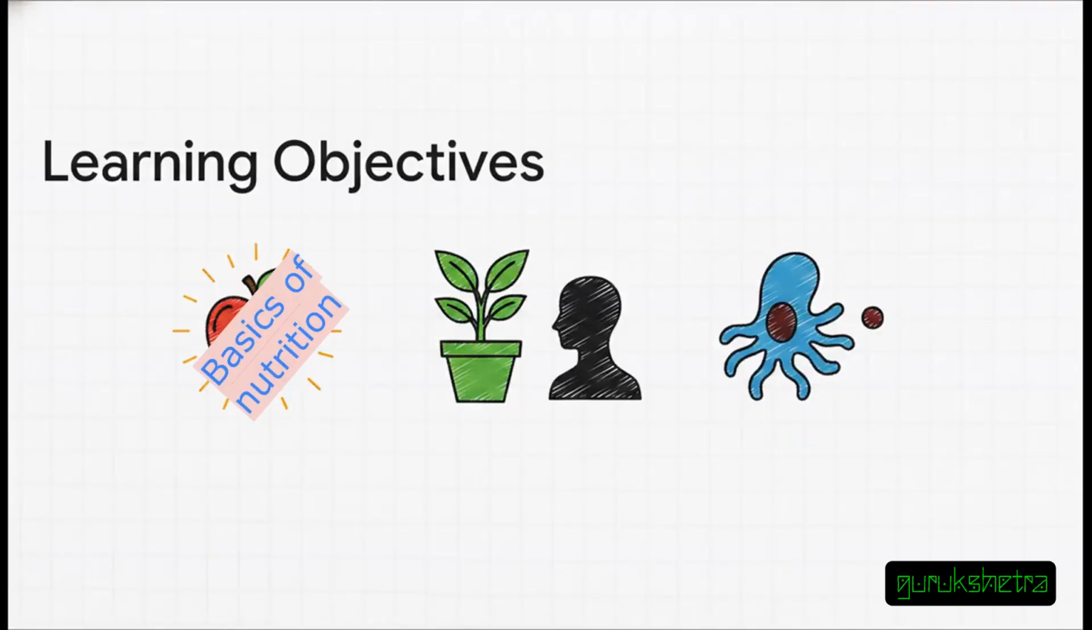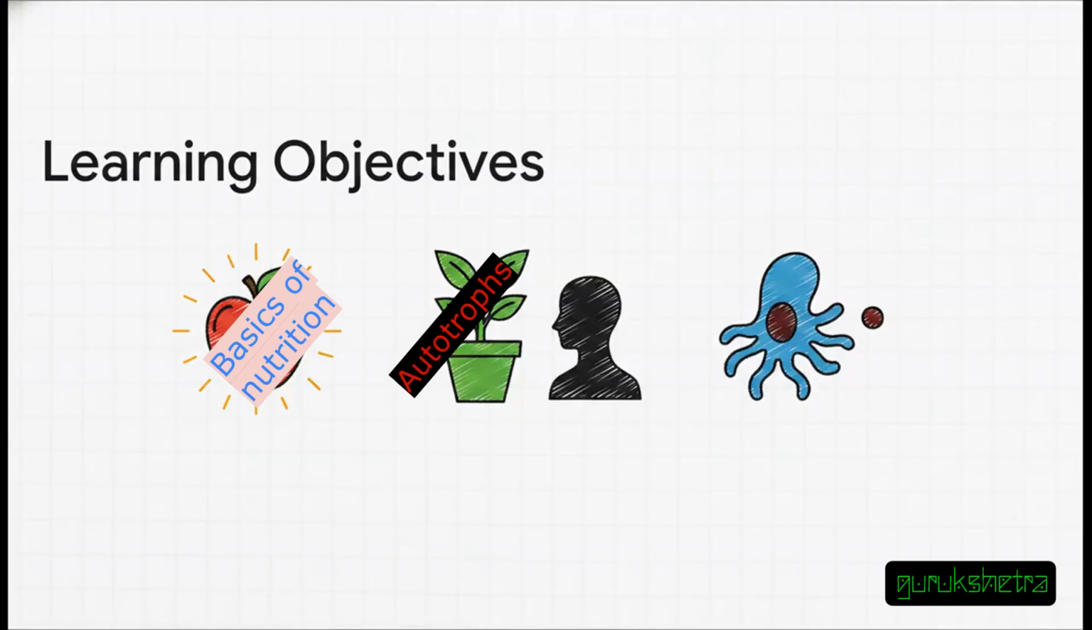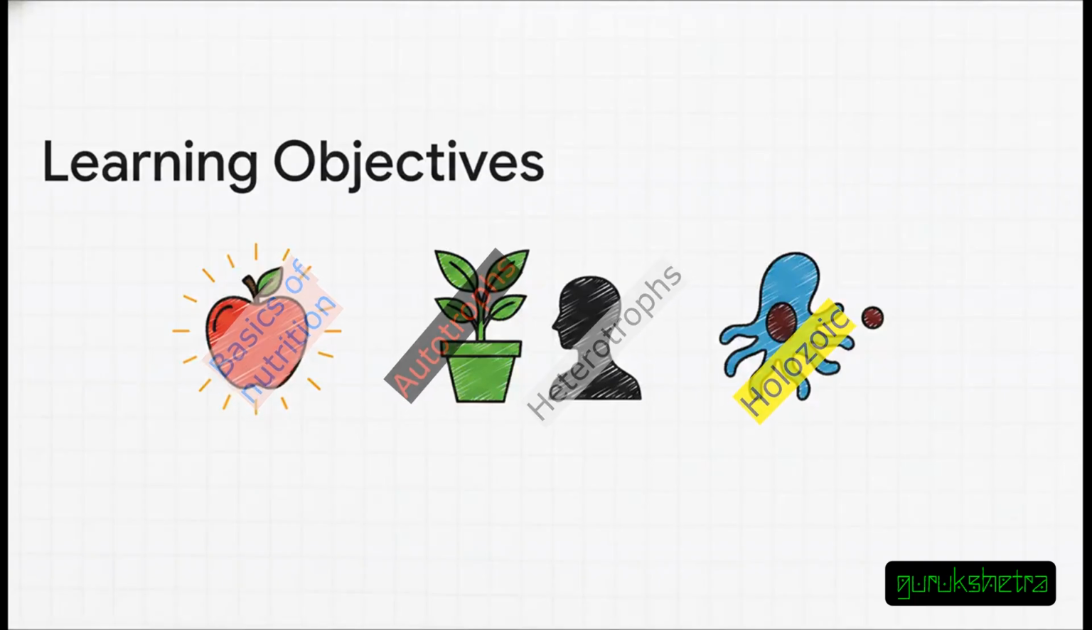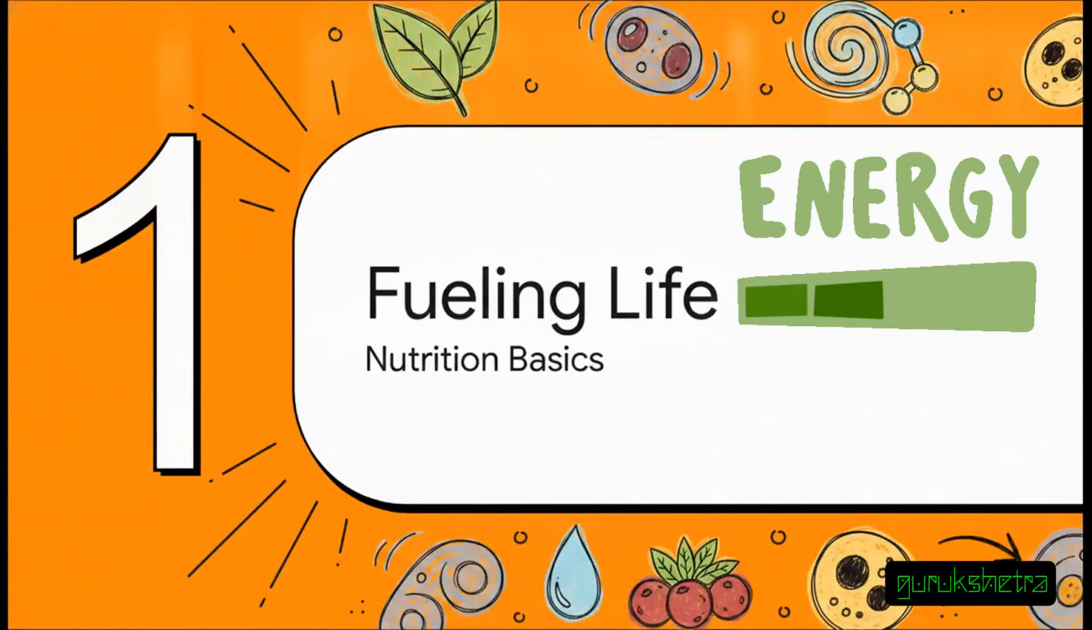First, you're going to understand the absolute basics of nutrition. Second, you'll be able to clearly differentiate between autotrophic and heterotrophic modes. And third, you'll absolutely nail the concept of holozoic nutrition, specifically focusing on how our little friend the amoeba does it. Okay, let's dive into this.